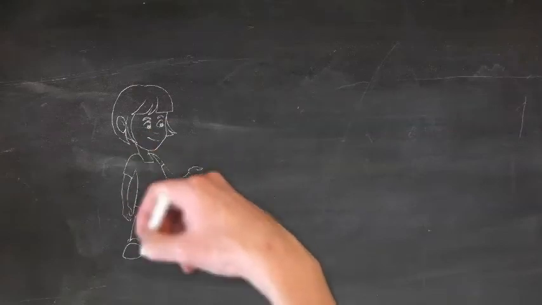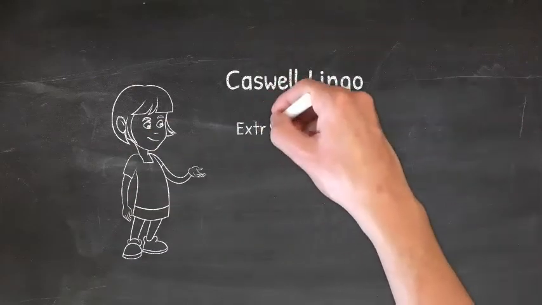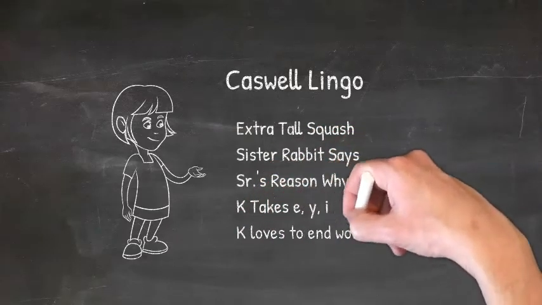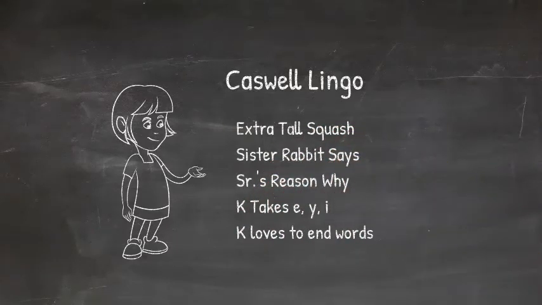Another thing you're going to see in mini lessons or in my notes are wacky Caswell lingo sayings like extra tall squash. That's a reference to the pattern where A says ah if it's preceded by a w sound or followed by an l sound, or if it's hanging out on the end all alone. Sister Rabbit says is our remark when you have a closed syllable up front. It has to have 2 consonants between. Sister's reason why is because anytime you have 1 consonant between, you give it to the second guy. The second guy always takes that lonely consonant and leaves the open door.